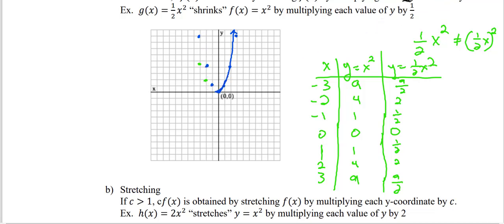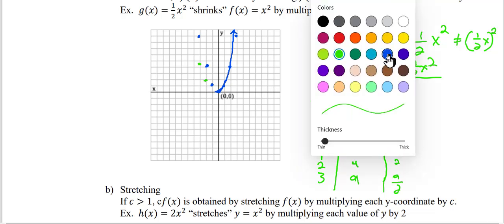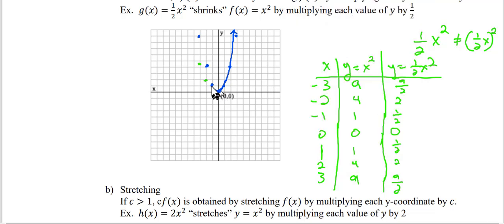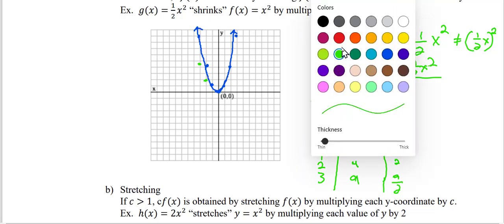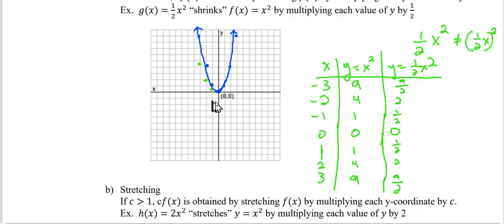I'll regraph that. The point that was at -1, 1 is now at -1, 1/2. So it's cut in half. The 0 doesn't change. The vertex doesn't change there. And on this side, we get the same impact. These y values are all cut in half.